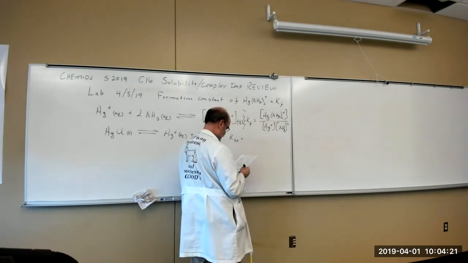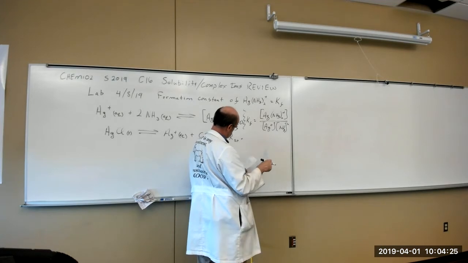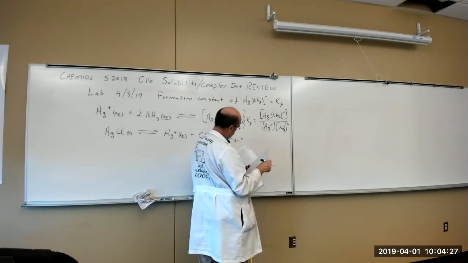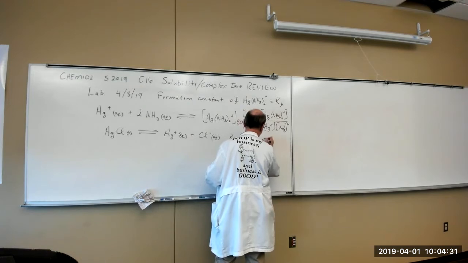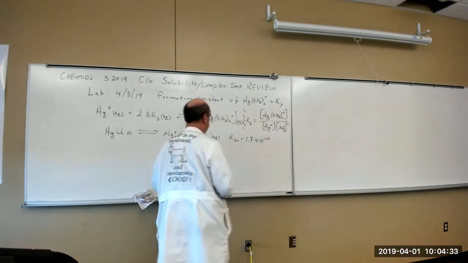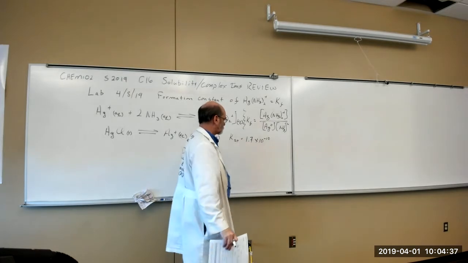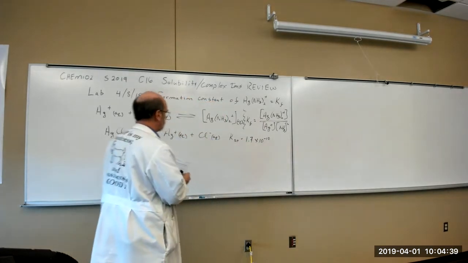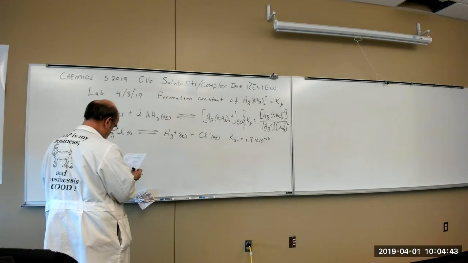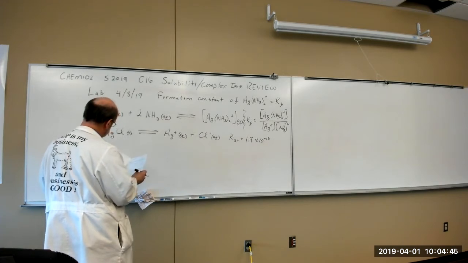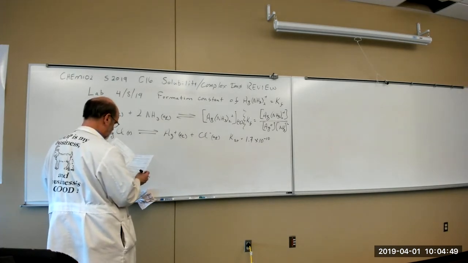is, I don't have it memorized. Here it is, 1.7 times 10 to the minus 10. Okay, we know that. What we don't know is this one. So what's the reaction that's happening here?